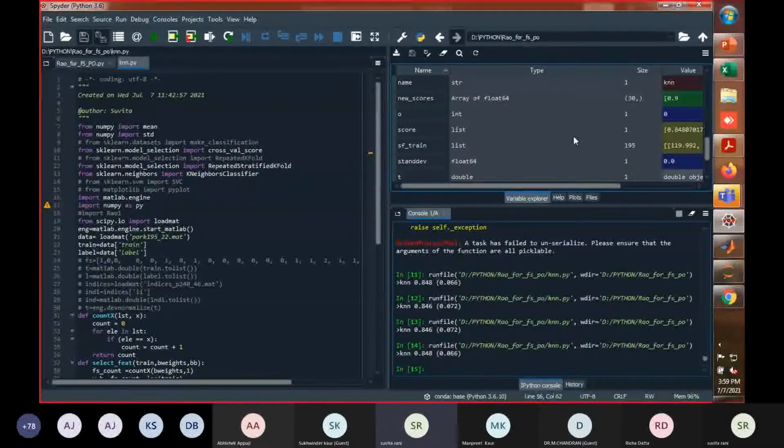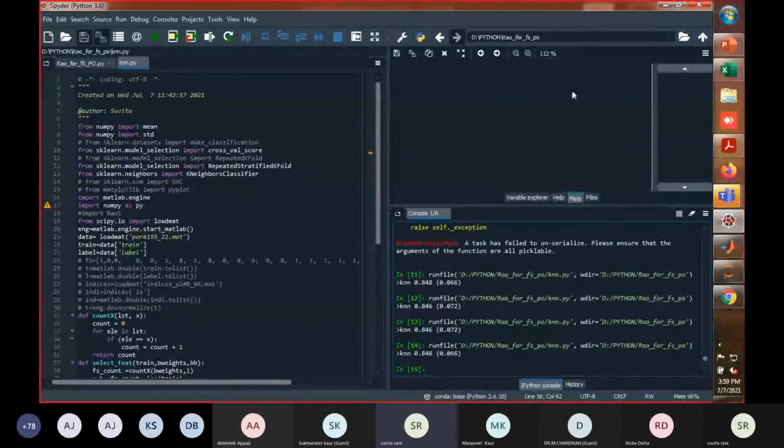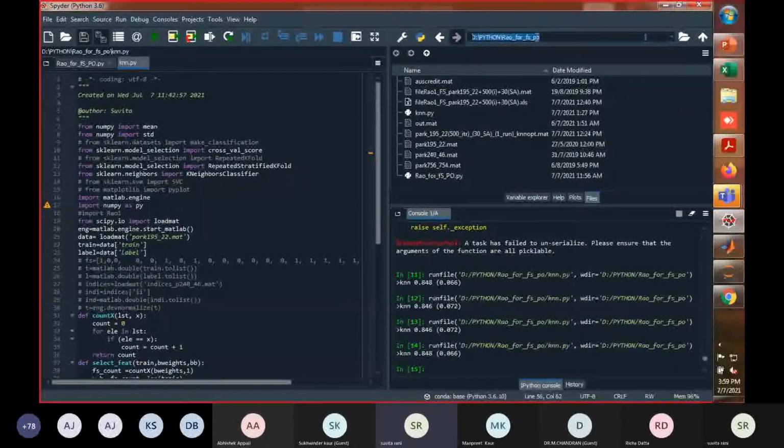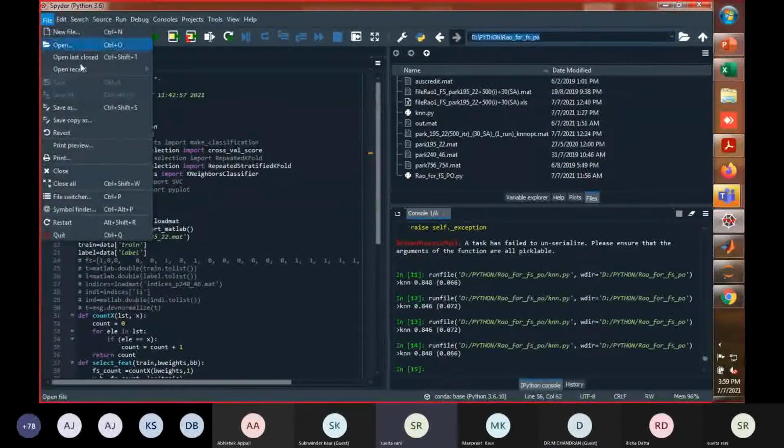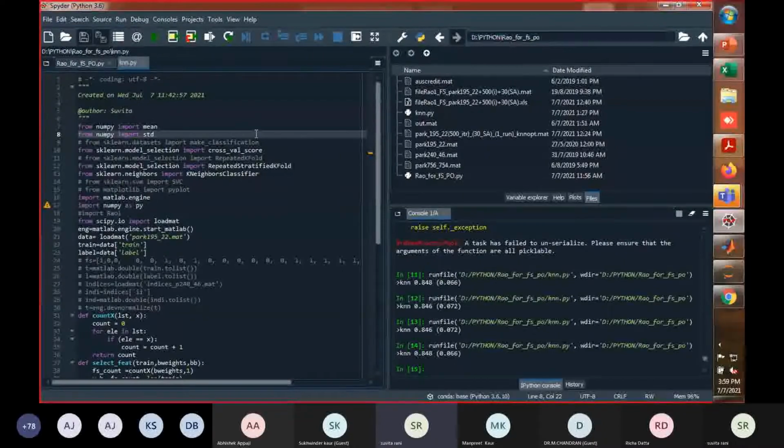And this is the variable explorer, and here you can see the plots if you draw any plots, and these are the files. And we can easily change the drive from there. Currently my program is in the D drive. If we want to move to another drive, just write the path, or we can directly open from this side, file open, where your code is located.